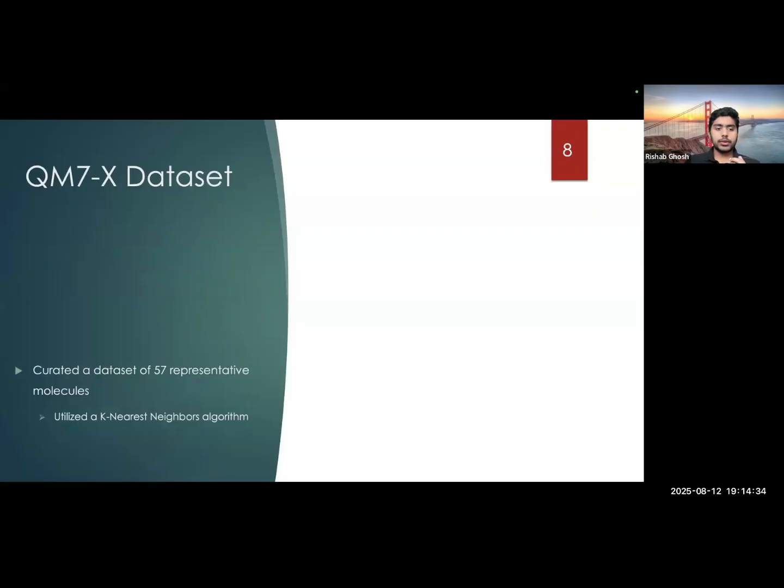And to begin that, we're going to first begin with the QM7X dataset. To do that, we're going to utilize 57 representative molecules using a k-nearest neighbors algorithm for classifying.